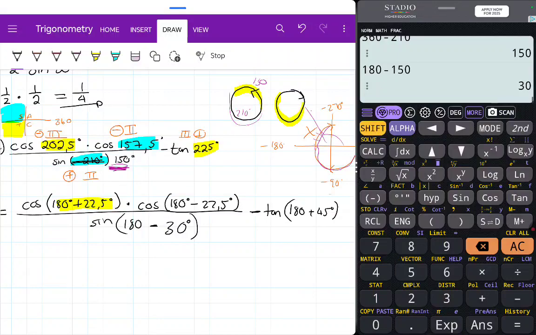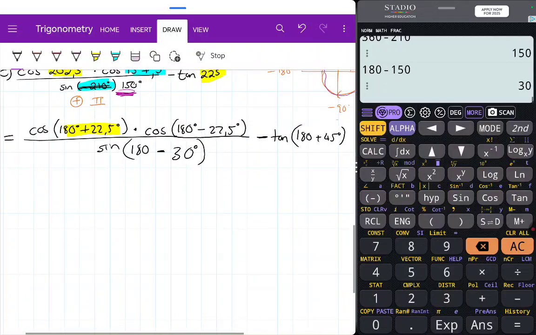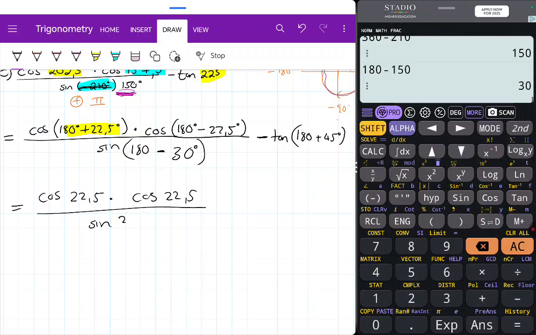Now we are going to drop the 180s and just keep the angles. So our next line, we're writing cos of 22.5 times cos of 22.5 over sine of 30 minus tan of 45 degrees. Most important, we need to check our signs. Please don't skip this step. So let's check the sign.